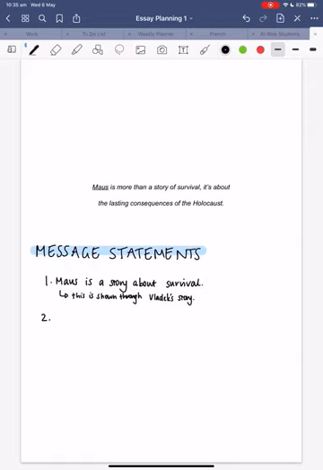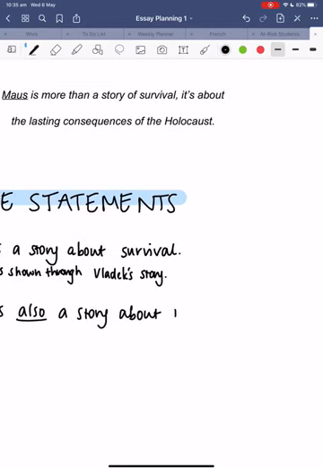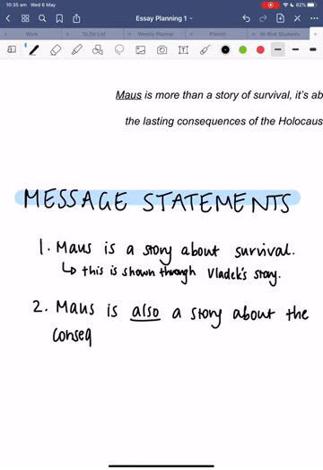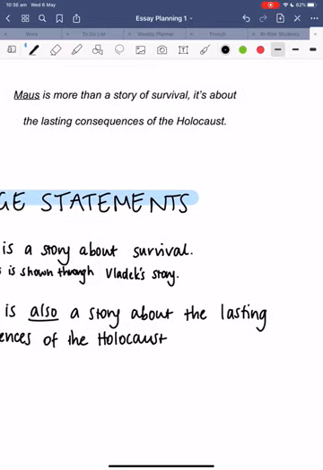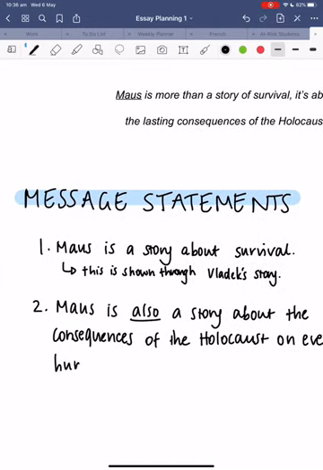All right, so paragraph two. I'm going to talk about how Maus is also a story about the lasting consequences of the Holocaust on everyday human behaviour. All right, great. Now, I've got my key idea.